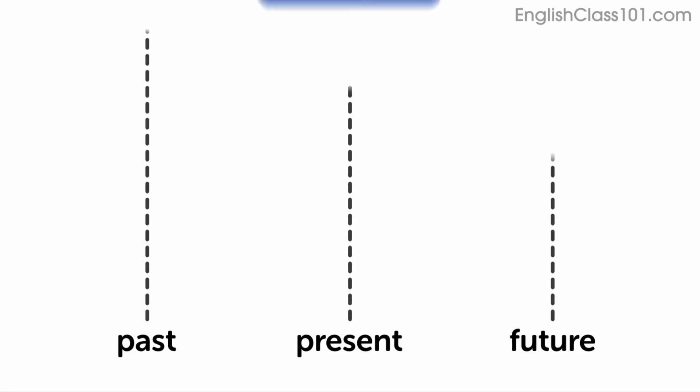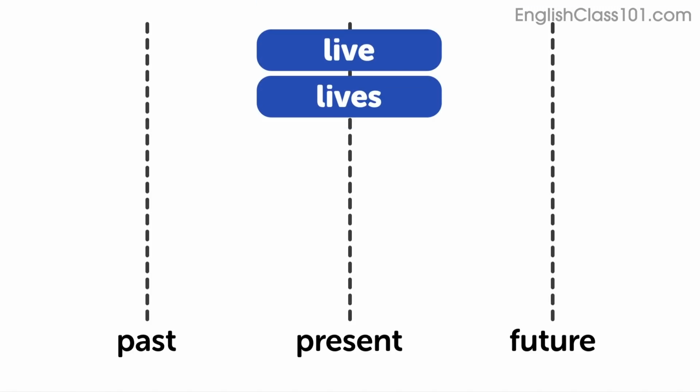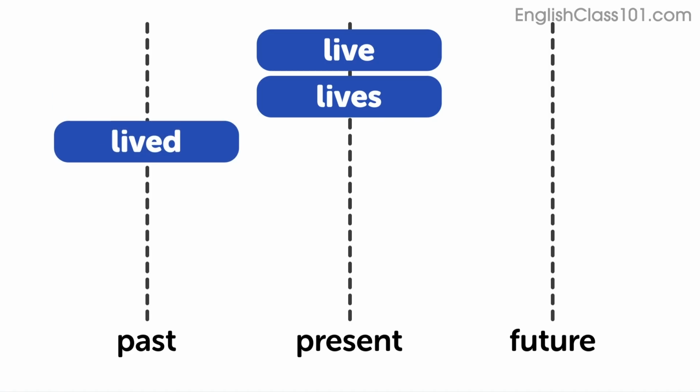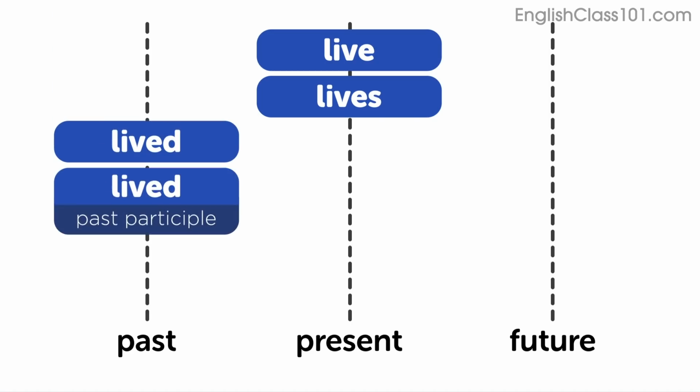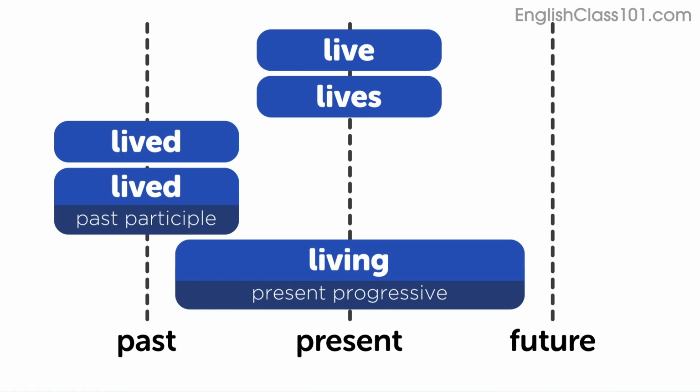Conjugations of this verb. Present: live, lives. Past: lived. Past participle: lived. Progressive: living.